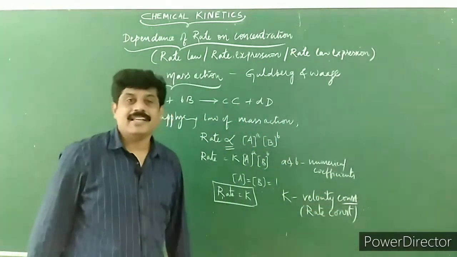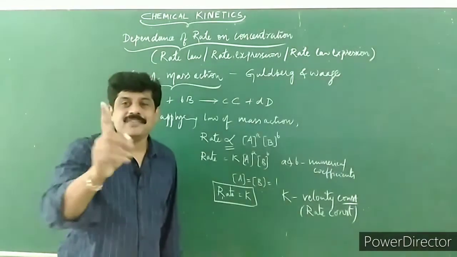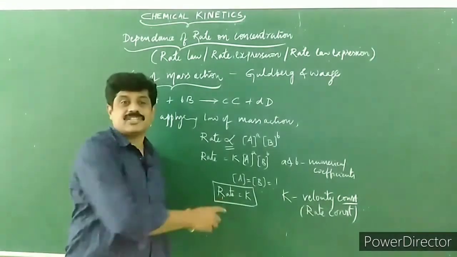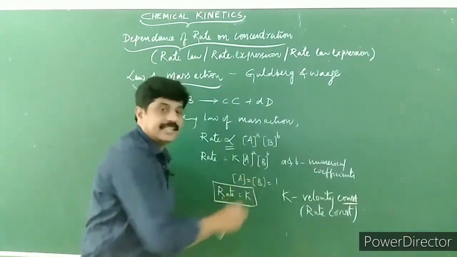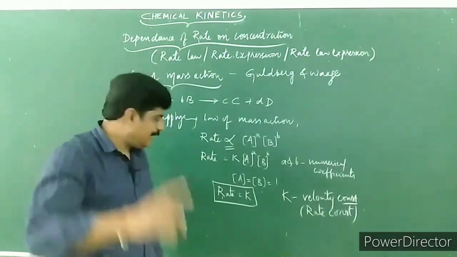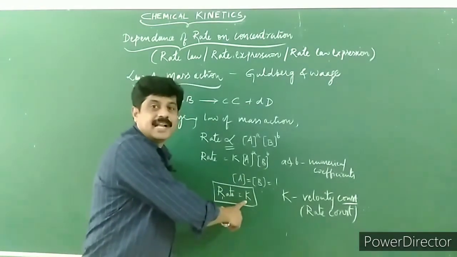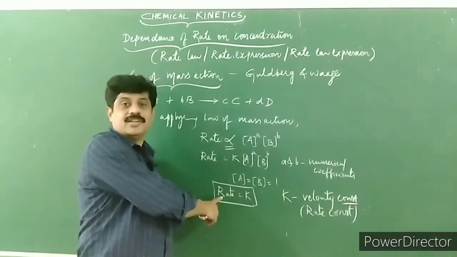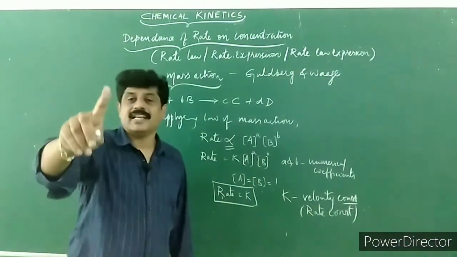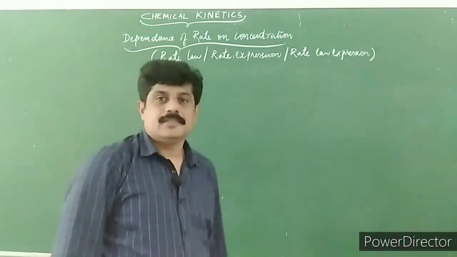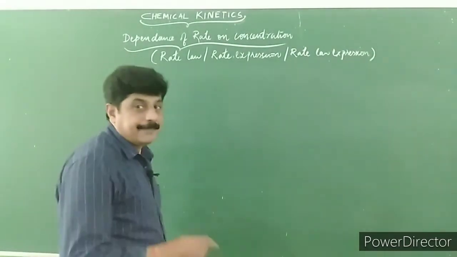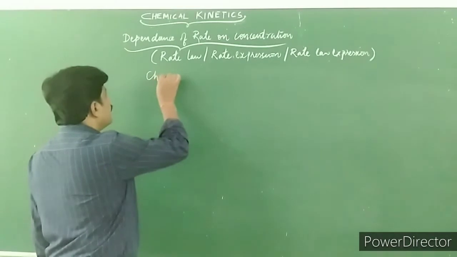Children, then how do we define the rate constant? You can define the rate constant as the rate of the reaction when the molar concentration of all the reactants is taken as unity. Hope you understand that. I repeat, the rate constant of a reaction is defined as the rate of the reaction when the molar concentration of all the reactants in the rate equation is taken as unity. Children, after understanding the definition of a rate constant, let me take up the characteristics of a rate constant.